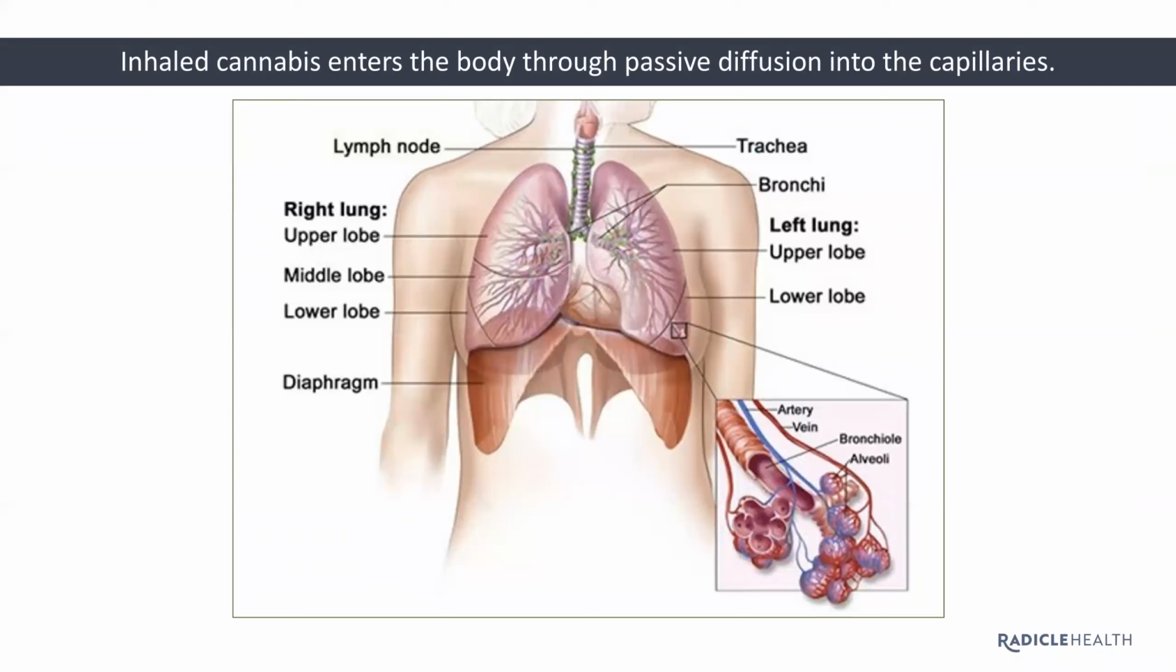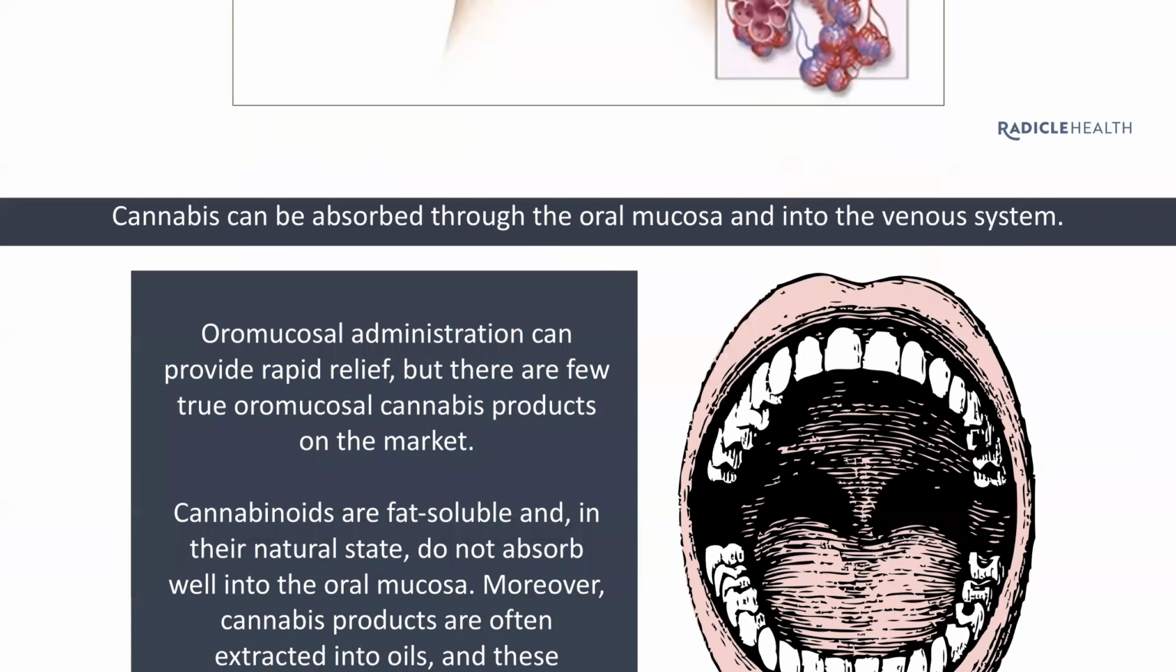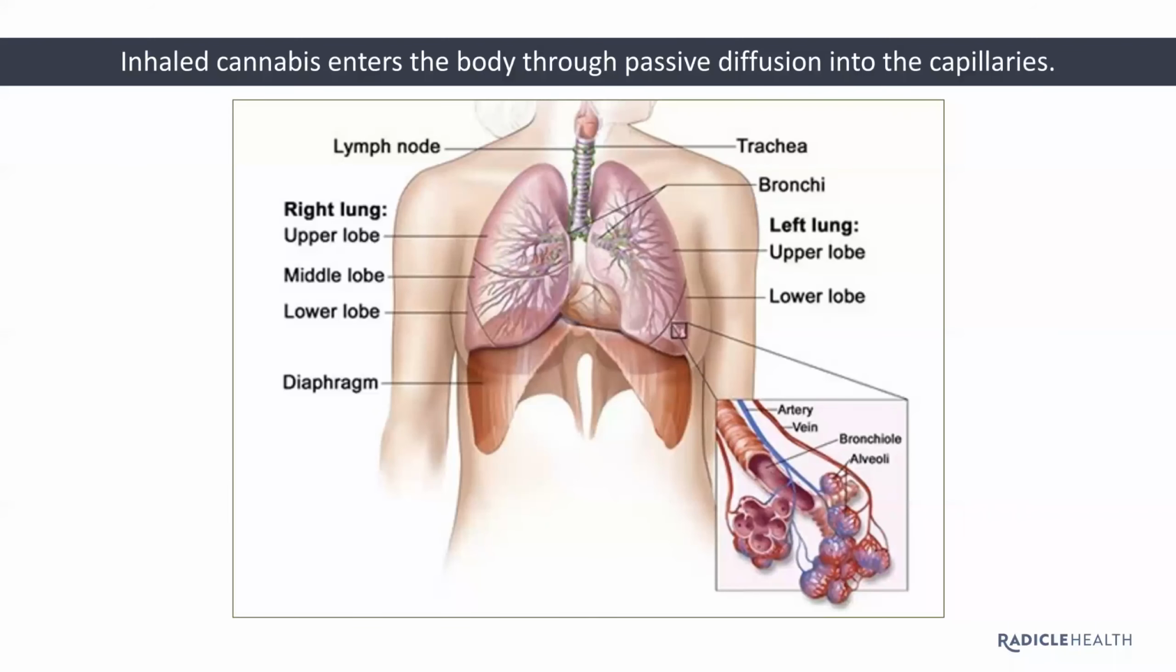We know that inhaled cannabis enters the body through passive diffusion into the capillaries. That's what allows it to work so quickly. People get that immediate effect in about 5 minutes. It doesn't last very long, but it works very quickly. And this, of course, bypasses the liver. So this is the route that people can use if they're very concerned about a potential drug-to-drug interaction. Although I will say, excuse me, I have seen some drug-to-drug interactions with inhaled cannabis and warfarin, which we'll talk about.